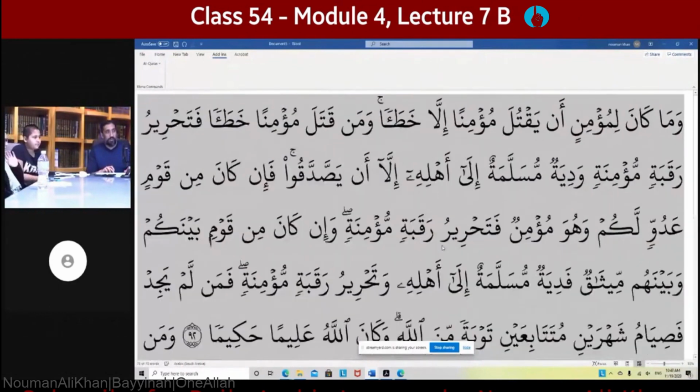So these are the ayat that I want to show you iltifat from. I'm going to translate them quickly first. I won't explain the grammar. I'm just going to do a quick translation.